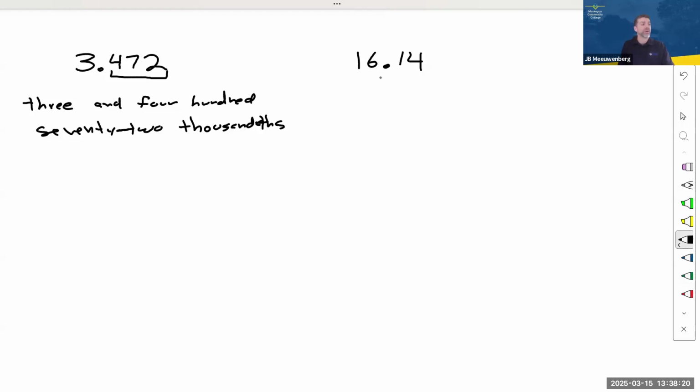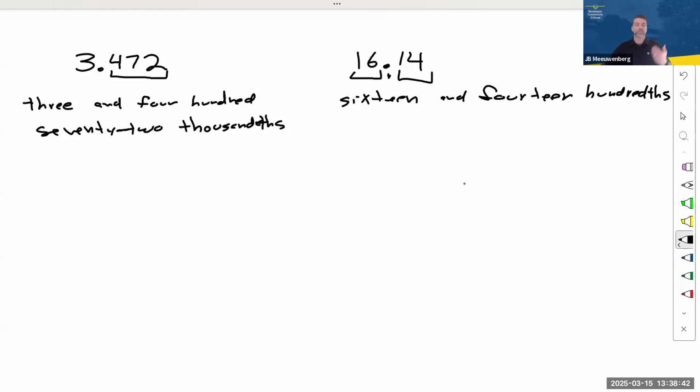And then this next one, we have 16. 16, the decimal point is read as and. What comes after the decimal point? 14. And that is in the last digits in the hundredths place. Hundredths. So 16 and 14 hundredths. So that's how we would properly say those numbers.